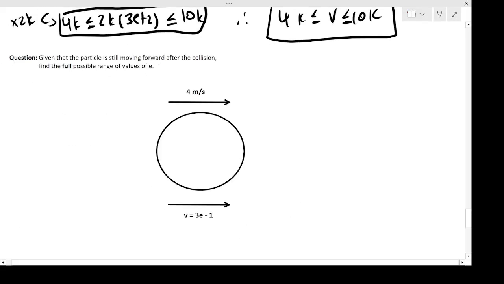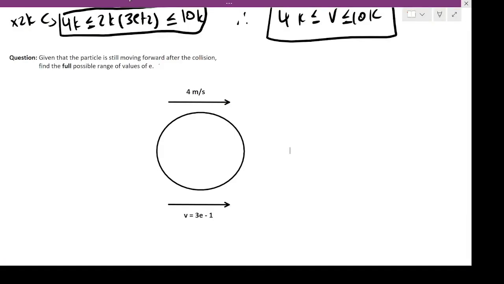Okay, and then I've got this last question here, and again you can see I've got this particle. It's going forward initially with speed 4, then afterwards it looks like it's going forward with this expression v, which is 3e minus 1. Okay, now the question said, given the particle is still moving forward after the collision, find the full possible range of values of E. Okay, so the first key information there is that the particle is indeed still moving forward.